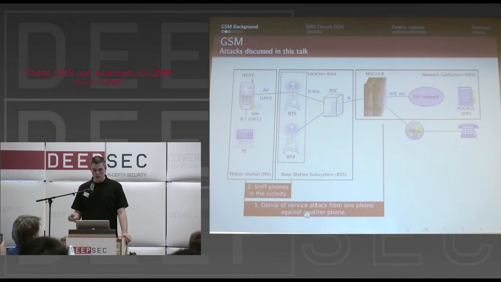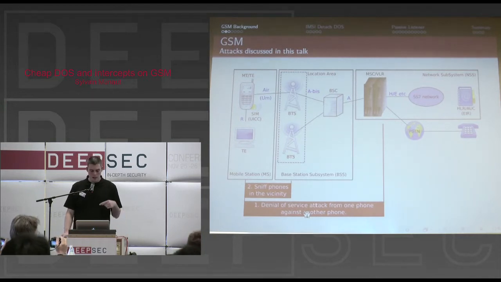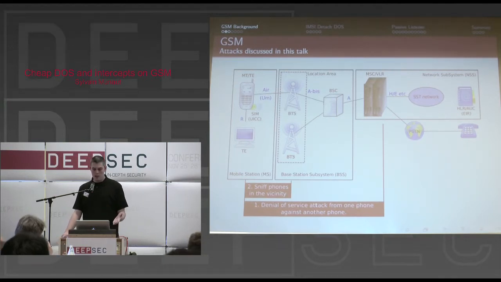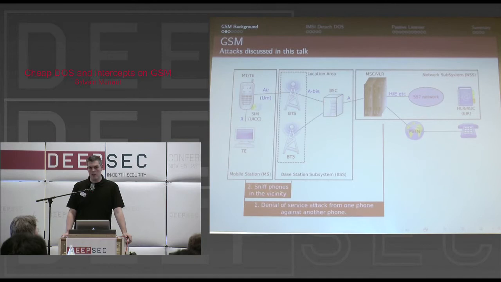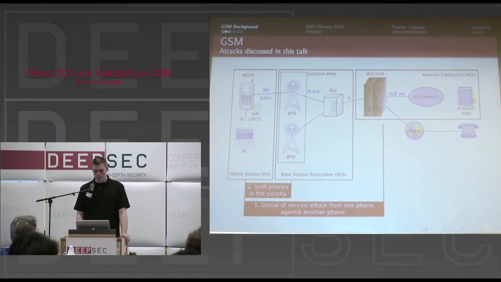And the elements that we're interested in here is for the denial of service, we will inject packets onto the air interface, and they will go transparently up to the MSC. The BTS and BSC will just transfer them without interacting. And of course, to sniff phones in the vicinity, we'll just listen to the air interface.